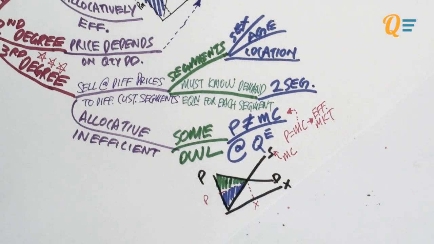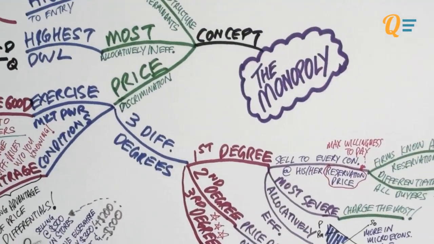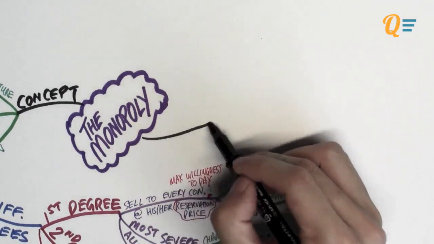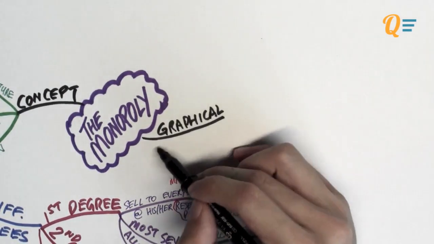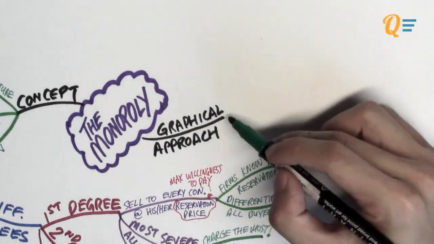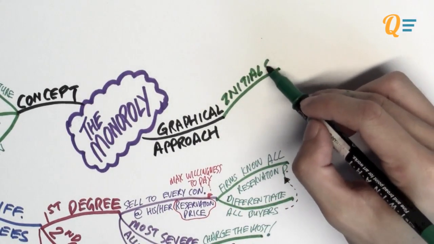So as you can see, there's no deadweight loss in this case when P equals MC. Now that we've got all the theoretical stuff done, let's go through the graphical approach on how to analyze a monopolist. How do we analyze monopolist behavior using a set of tools?